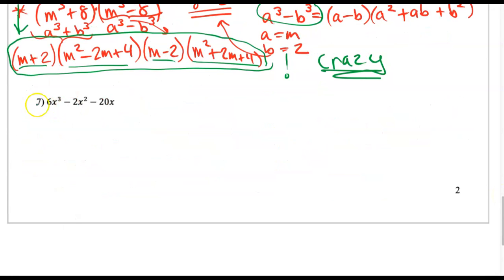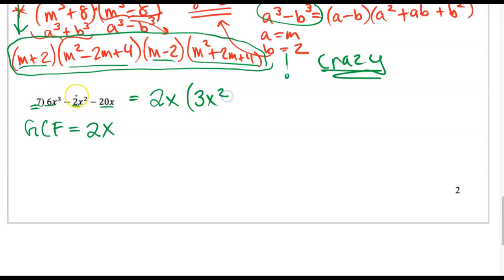Last but not least, we're going to just do one last example. So this one, I'm noticing again there is a GCF, a greatest common factor. I notice each term can be divided by 2 and x. So what I'm going to do is start by pulling out a 2 and an x from each term. So this one would have 3x squared. This one would have minus x. This would have minus 10. I took an x out of each and I divided each number by 2.